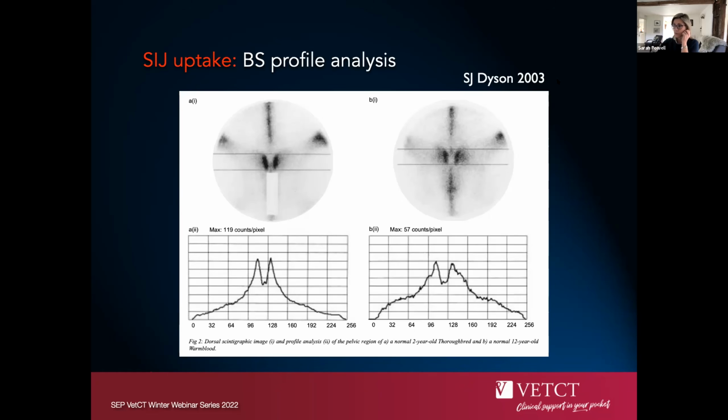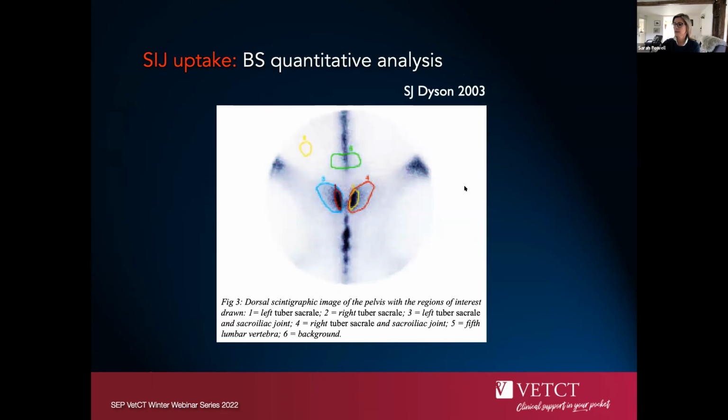These are from the Dyson paper of 2003, both normal horses without any evidence of pelvic pain, a 2-year-old thoroughbred on the left and a 12-year-old warmblood on the right. So there are age-related differences to the appearance of these joints on scintigraphy over time. So it's important to make sure you know the age of the horse if you're interpreting the images, and also don't compare it in your head to younger horses. Make sure you compare it to age cohorts.